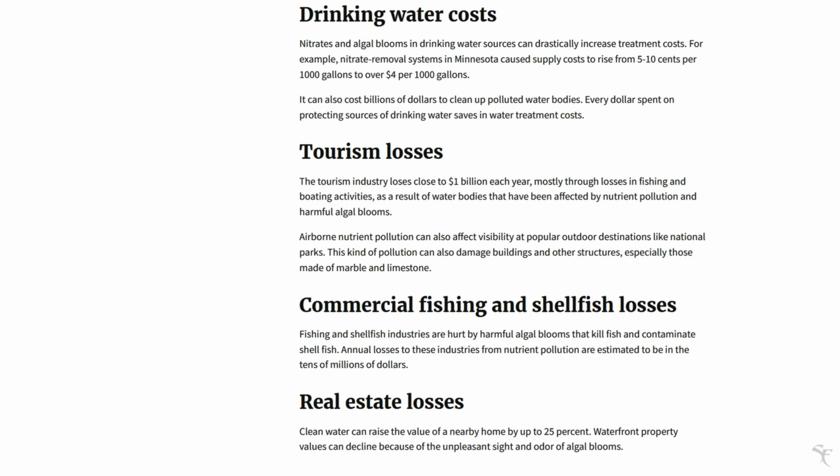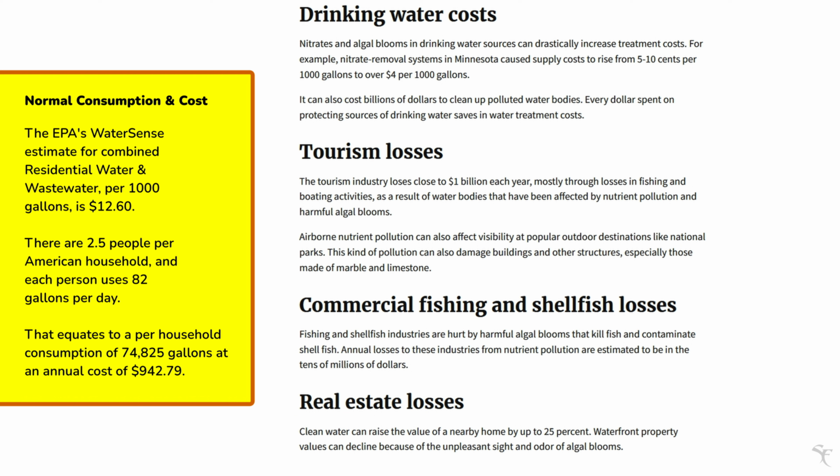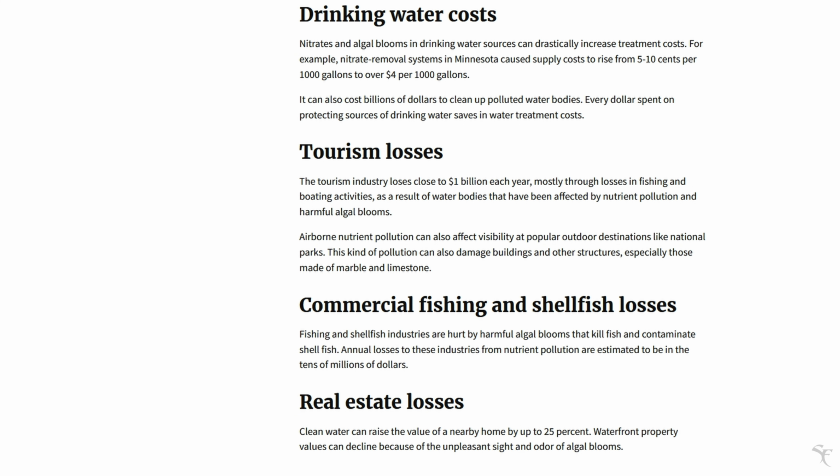And in this example for the drinking water costs, they talk about how it costs 5 to 10 cents per 1,000 gallons to over $4 per 1,000 gallons in Minnesota to treat this water. Well, that's something that the citizens are paying for. And then the tourism losses, losses of $1 billion each year from people just not wanting to go to an area or being turned off because the area is unsafe, it's kind of ruining their vacation.